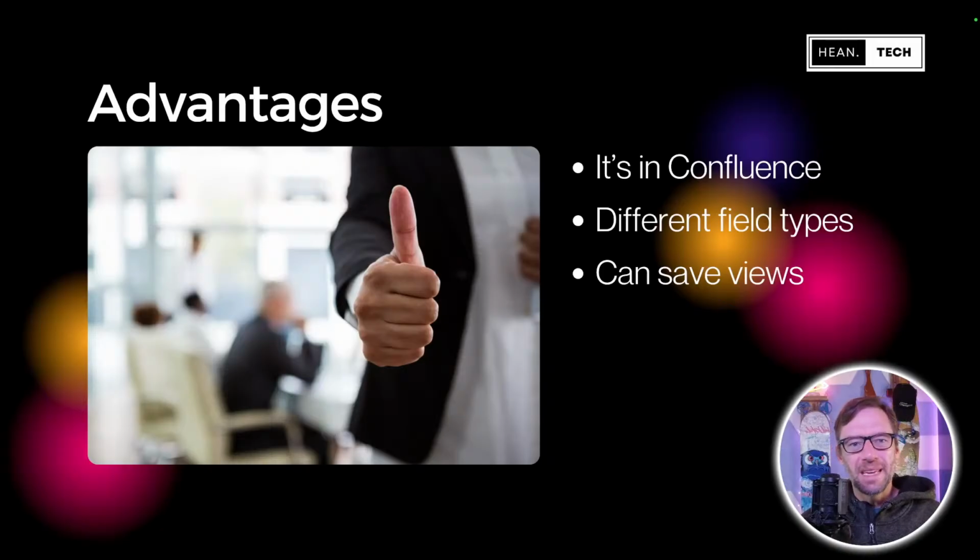Also, for me, a big advantage is it's in Confluence. So having all of my project data in one spot is a big advantage because that just means I send my team to the Confluence space or to the part of the hierarchy that has my information, and it's all right there. They don't have to go to some other system. I don't have to remember to share a Google Sheet with them or a Jira project. It just exists. We also get those different field types, and we'll explore what a lot of these are, including linking databases. And we can also save views.